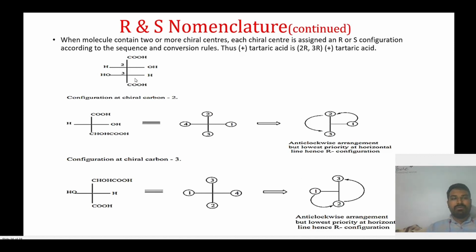Now if we observe C3, the first is over here, second is over here and third is over here. It is also an anti-clockwise direction, but the lowest priority group, that is hydrogen, is on the horizontal line, so it is R configuration.